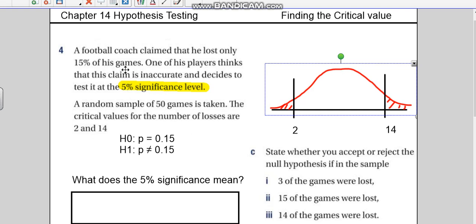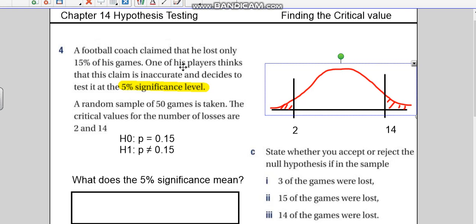We've got a football coach who claimed that he lost only 15% of his games, and one of his players thinks that this claim is inaccurate and decides to test at the 5% significance level. A random sample of 50 games is taken, and the critical values for the number of losses are 2 and 14. So the first thing I did was set up the hypothesis. Well, the null hypothesis is always what we're assuming is true, which is that the probability P of a game being lost is 0.15.